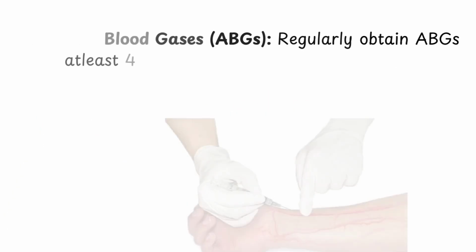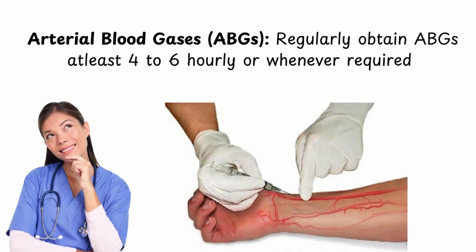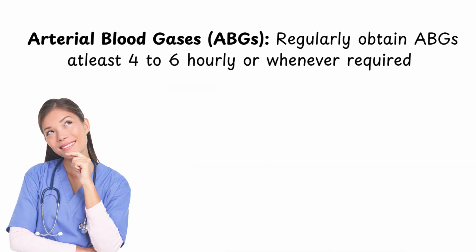Third, arterial blood gases, ABGs. Regularly obtain ABGs at least 4 to 6 hourly, or whenever required to assess the effectiveness of ventilation and oxygenation, as well as to guide adjustments in ventilator settings.